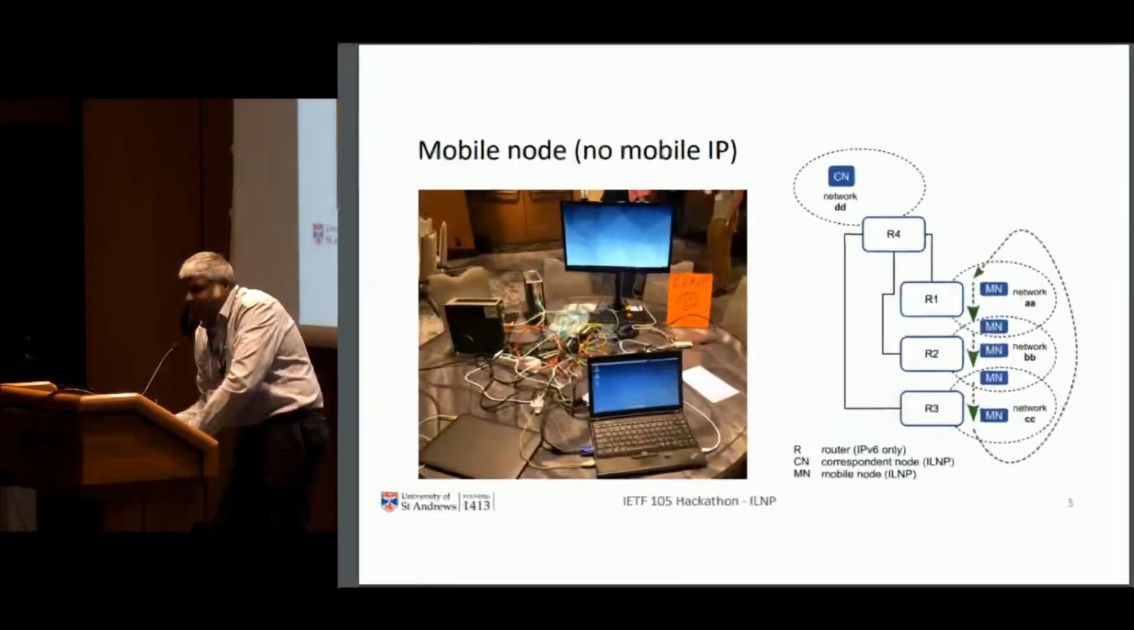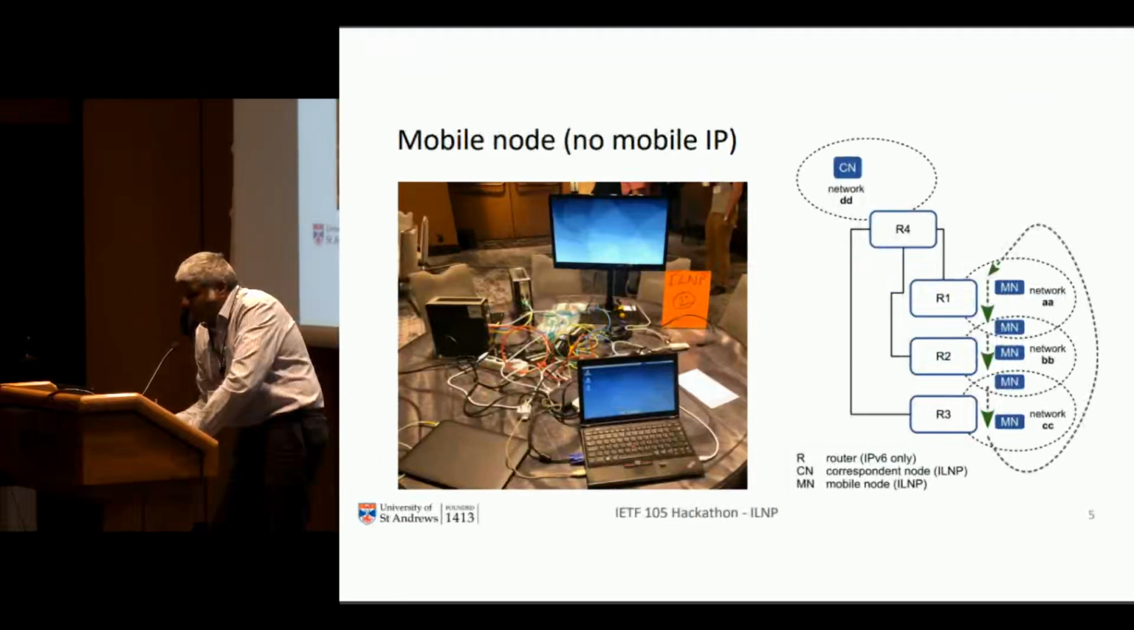This is the demo that we had running. It's not very easy to see, but you've got two boxes at your right-hand edge running the ILNP code, and in the middle we've got four little edge router boxes. Those are R1, R2, R3 marked in the logical diagram, and we emulated a mobile node moving across them. So no mobile IP there, just unicast routing.